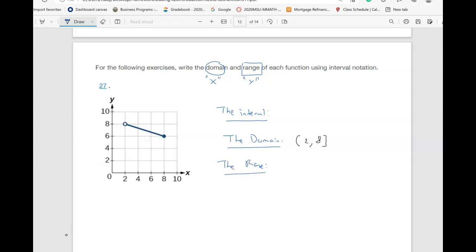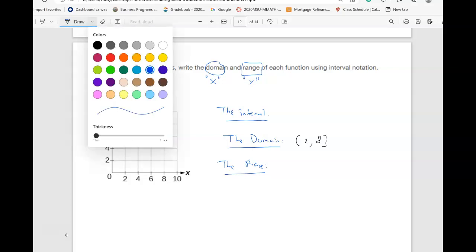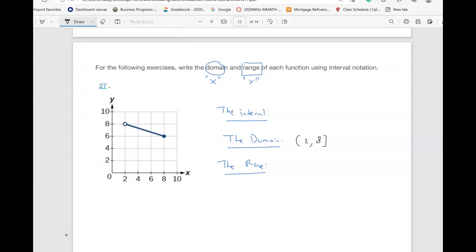In your range, you're looking at the y's. So technically starting at 6, so let me put in a bracket. So 6 to the value of 8. And in this case, the value of 8 is not included because of the circle.